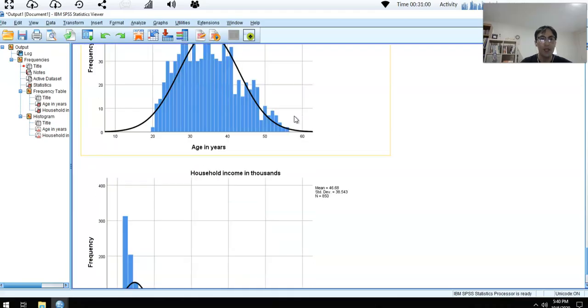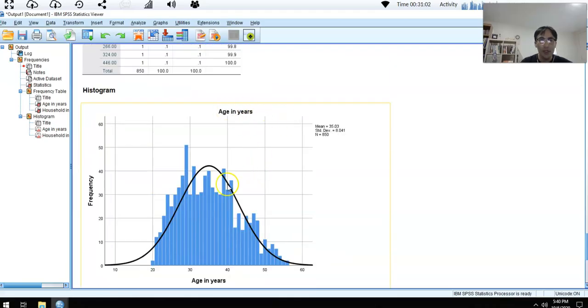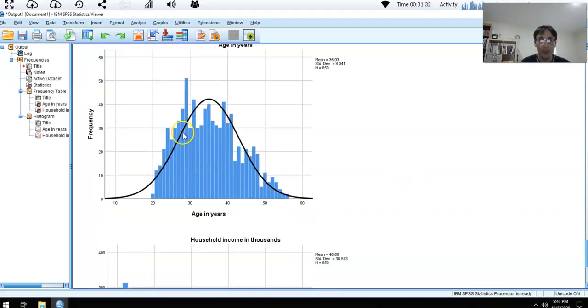Now, age in years. This is a normal curve, but it's slightly off. But look at this, it's roughly symmetric. Still, we can say it is roughly symmetric. It's not really far off from normal in terms of the distribution. So it is roughly normal, not very off.